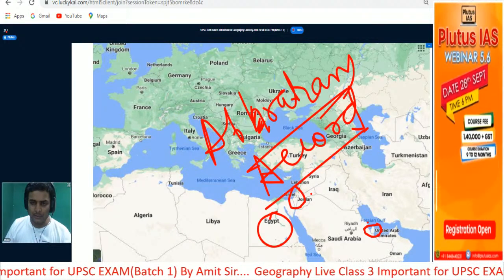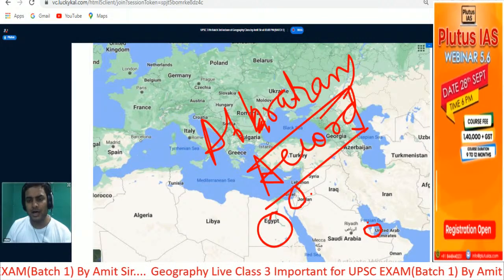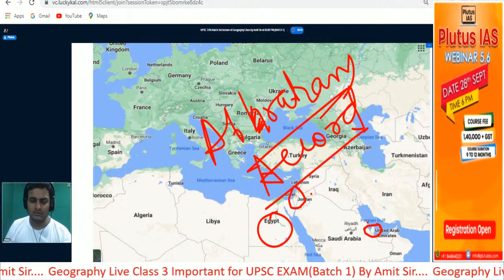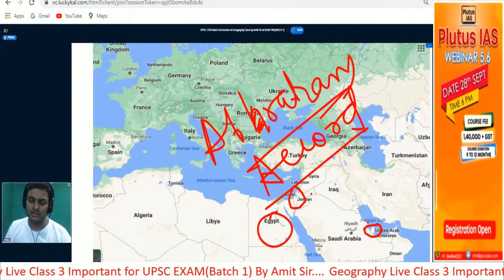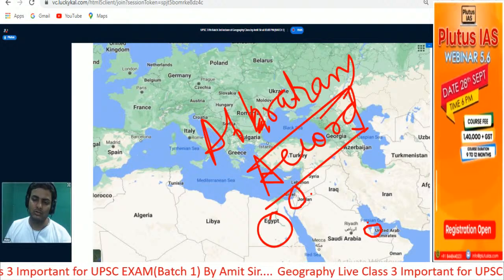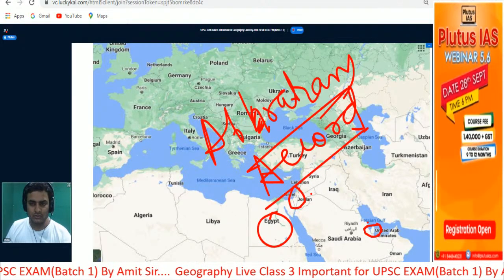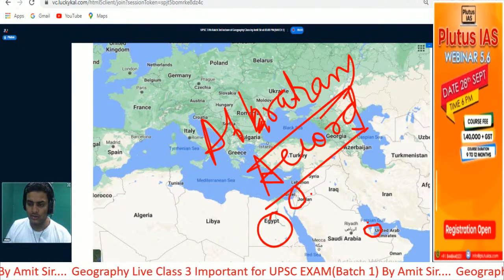Try to remember the capitals and the countries, because especially for the prelims they are important. I told you there was a question from Southeast Asia. They gave the names Hanoi, Singapore, and then asked to arrange them in north to south order. So unless you know it, you cannot do it.